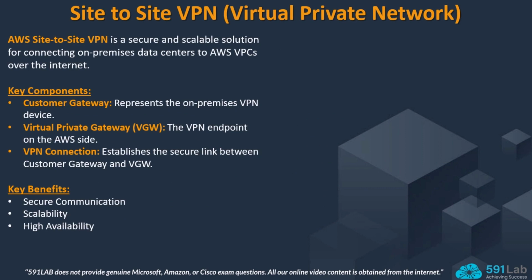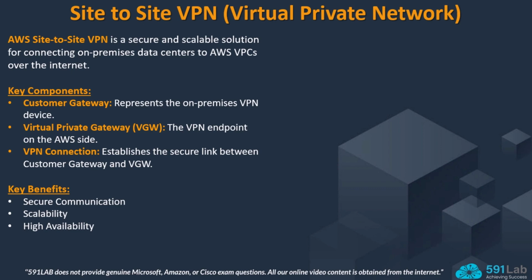AWS Site-to-Site VPN is a secure and scalable solution for connecting on-premises data centers to AWS VPCs over the internet. The key components of AWS VPN are the Customer Gateway, which represents the on-premises VPN device, the Virtual Private Gateway, the VPN endpoint on the AWS side, and the VPN connection, which establishes the secure link between the Customer Gateway and Virtual Private Gateway.